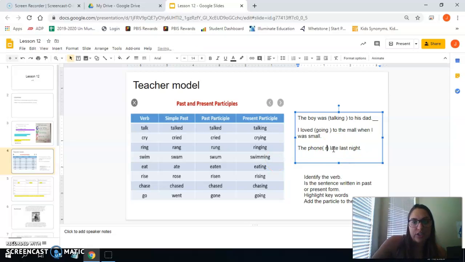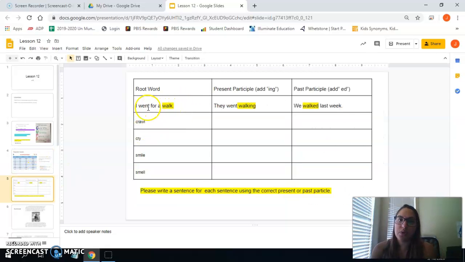So what you guys are going to do now is for your guided practice, you're going to, like I did with the root word walk: I went for a walk. So just write a sentence. Then you're going to add the ing. They went for a walk. They went walking. And then we walked last week.